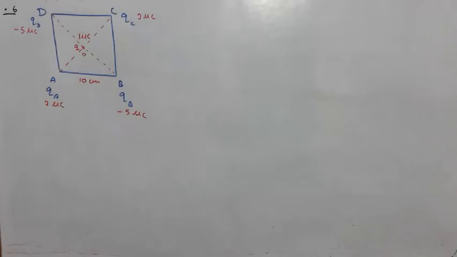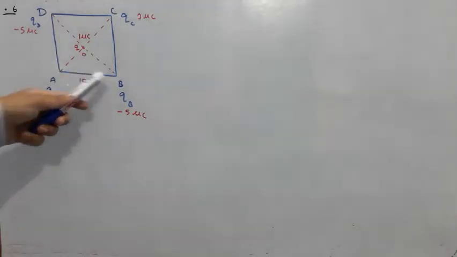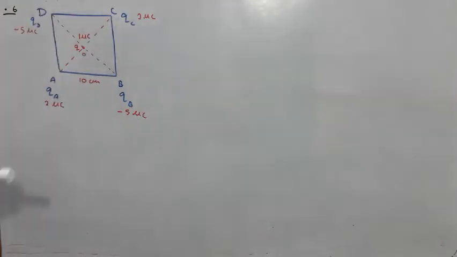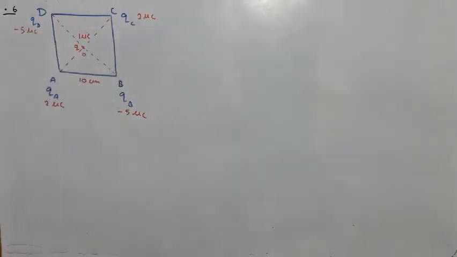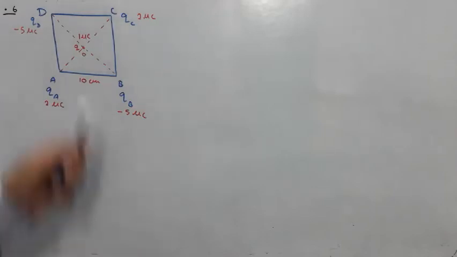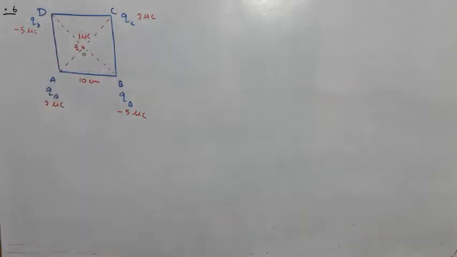In the question it is given there are 4 point charges lying at the vertices of a square ABCD. The charges are QA is equal to 2 microcoulomb, QB minus 5 microcoulomb, QC 2 microcoulomb and QD minus 5 microcoulomb. At the center of this square there is a charge of 1 microcoulomb. You have to find what is the net electrostatic force on this charge which is placed at the center.